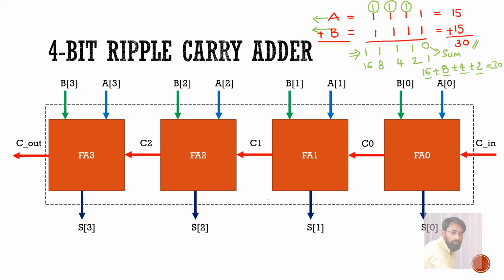Now if you observe the diagram of the 4-bit ripple carry adder, I have taken 4 full adders. See here, this is A, this is B. So indirectly I have taken it like this: A3, A2, A1 and A0. Similarly B3, B2, B1 and B0. Here A3 and B3 are called the MSB, most significant bits. A0 and B0 are called the least significant bits. By using this I have drawn this diagram.